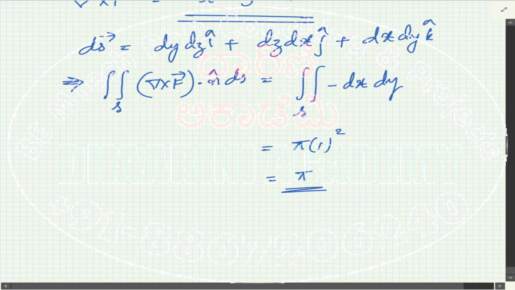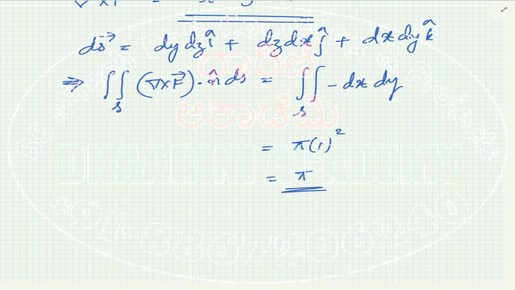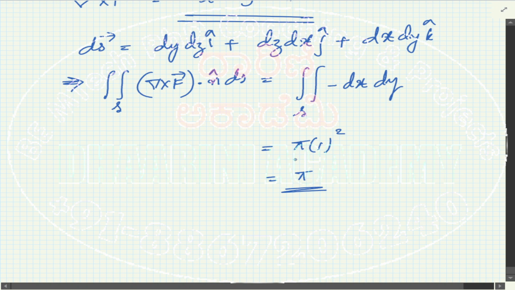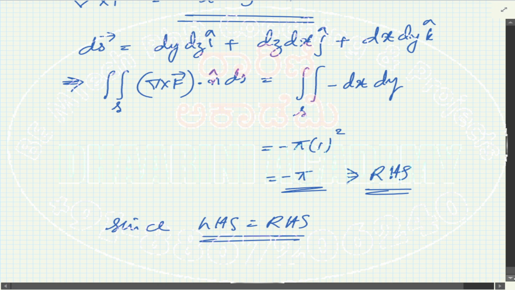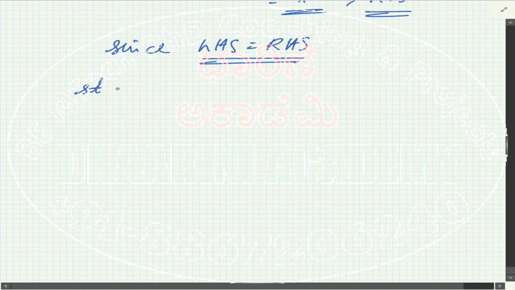Right? So we can say that the value of this is equal to 1 itself. So magnitude wise, if you compare, there's a minus dx, so it's minus of this into this, so minus pi. So this is the RHS, right? So since LHS equals RHS, we can say that Stokes theorem is verified.